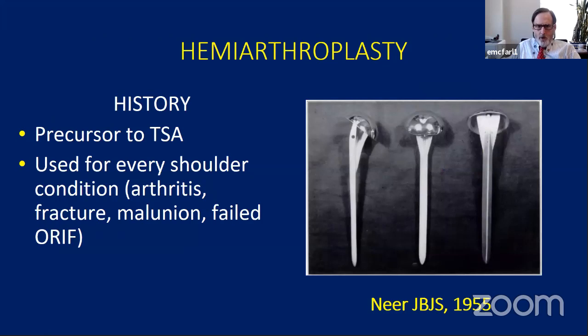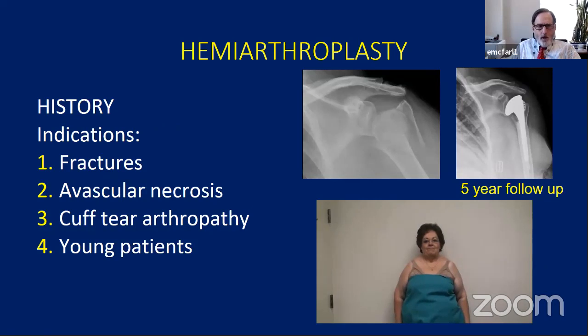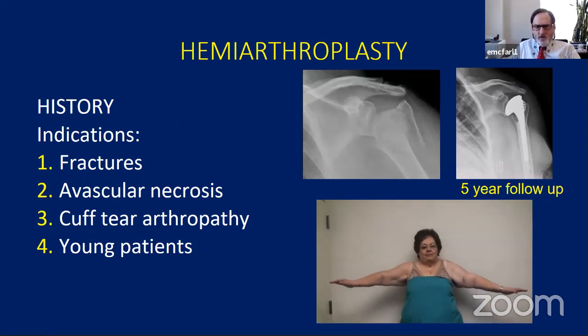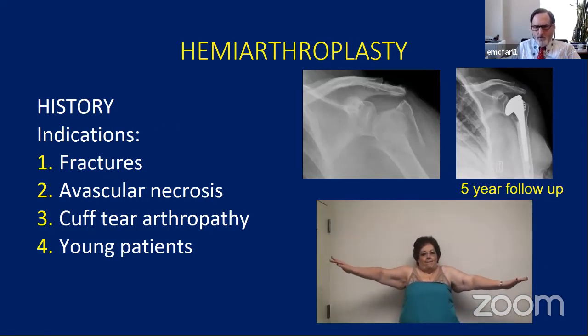As we all know, hemiarthroplasty went all the way back to 1955 by Dr. Neer, and it was used for pretty much every shoulder condition initially because total shoulder wasn't even invented. And so it would be used for arthritis or fractures, failed internal fixation, etc. And the hemiarthroplasty these days, though, is used primarily for fractures.